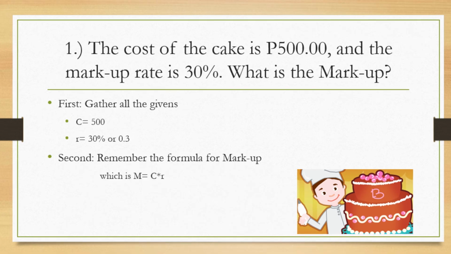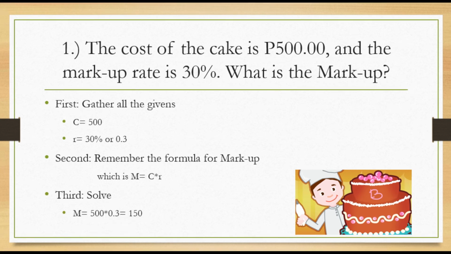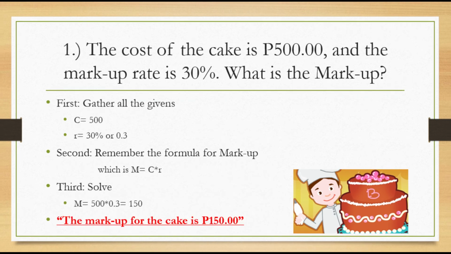Okay. Second, remember the formula for markup, which is M is equal to capital C times r, or cost times markup rate. Third one, we can solve it na. So, M is for the markup. Markup is equal to 500 times 0.3. Ang sagot ay 150. So, the markup for the cake is 150 pesos.